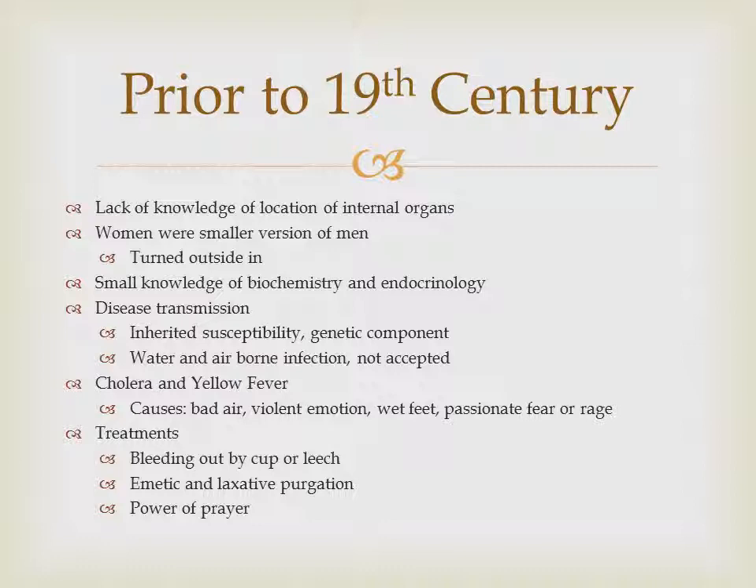Some treatments prior to the 19th century consisted of bleeding out by cup or leech. They believed that toxins would be released through the loss of blood, when in reality that is not possible. They also used emetic and laxative purgation, which would be throwing up, and they also used the power of prayer to help people get better.